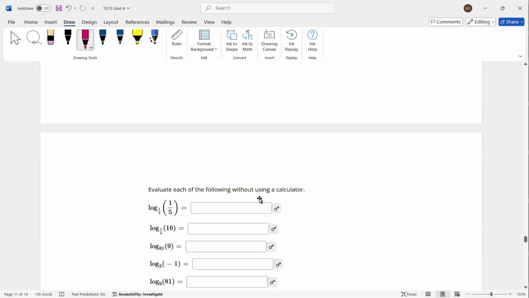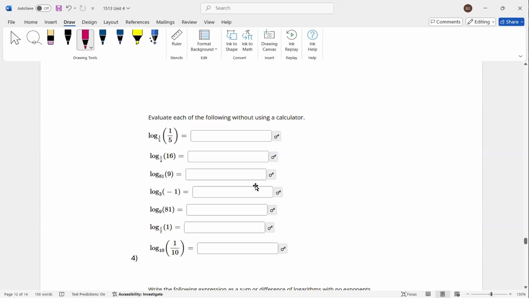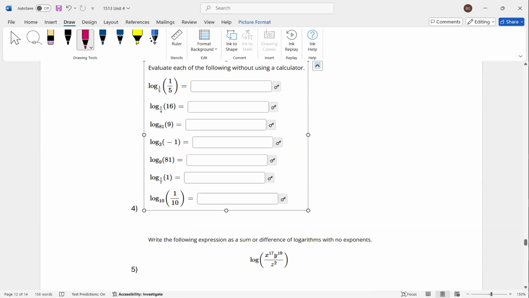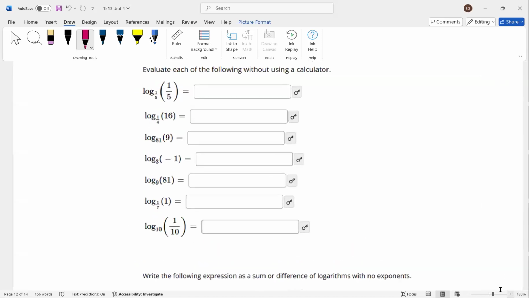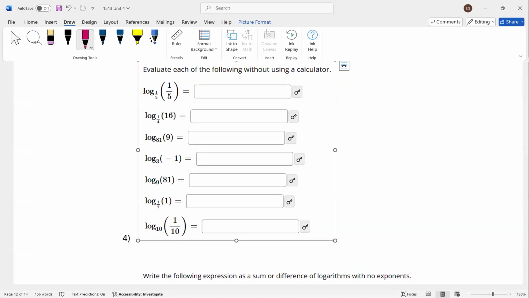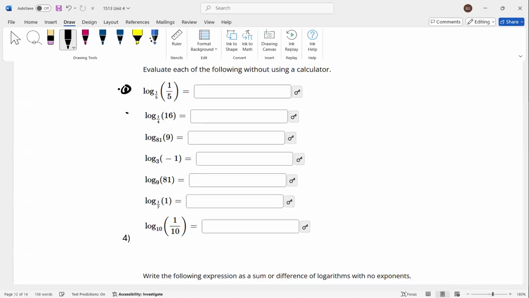Next. Evaluate each of the following without using a calculator. Of course, if you are allowed to use a calculator, you can always use the change of base formula. But we are not going to use a calculator. So we are using the formulas we have covered earlier. Let's get started. I'm going to label them: this is number 1, 2, 3, 4, 5, 6, 7.